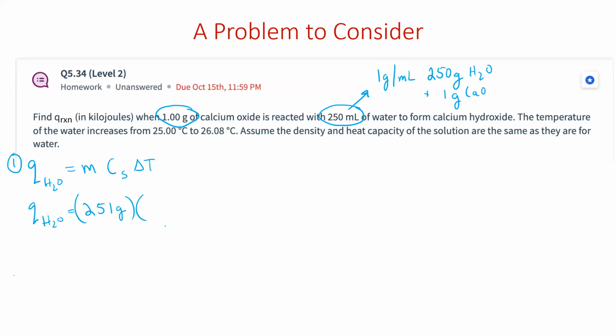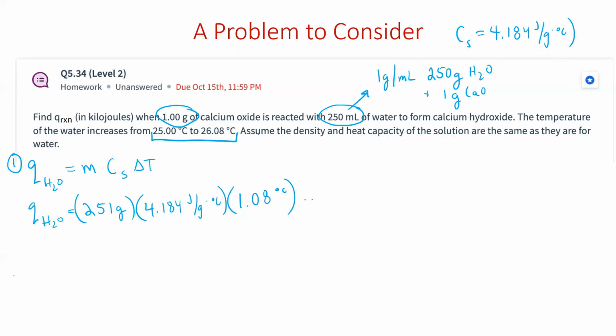The specific heat of water, they don't tell us that in this problem, but the specific heat of water is always 4.184 joules per gram times degrees Celsius. And then our delta T for the water, right? The water goes from 25 to 26.08. So our delta T is 1.08 degrees Celsius. Multiply all those together, and we get the heat that the water absorbed.